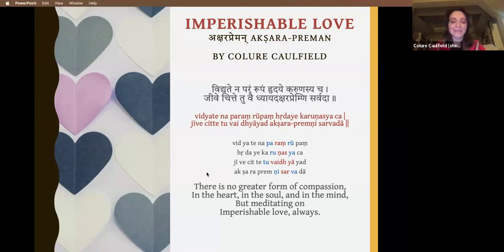So the second one in English goes, there is no greater form of compassion in the heart, in the soul, and in the mind, but meditating on imperishable love always. And so let's chant it.